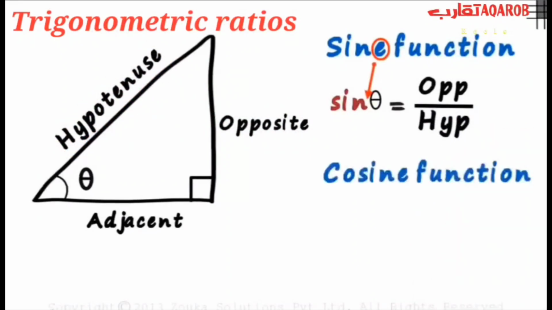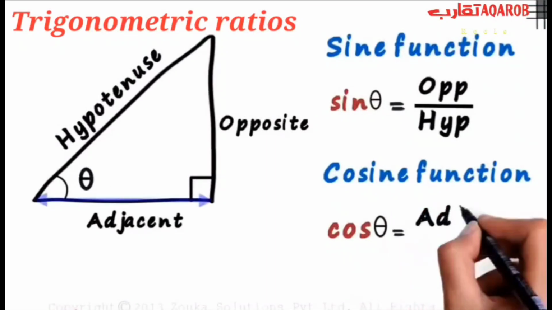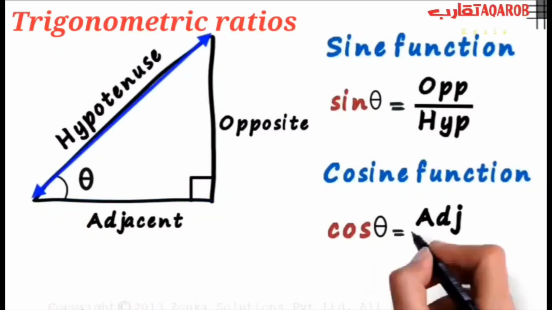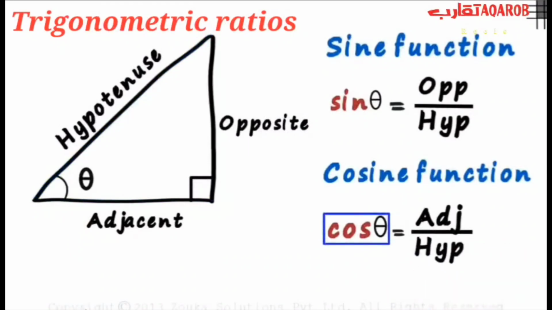Then what is the cosine function equal to? The cosine of theta is written as cos of theta. We ignore the ine. The cosine of theta equals the ratio of the length of the adjacent side, which is this side, to the length of the hypotenuse. Cos theta is adjacent by hypotenuse.